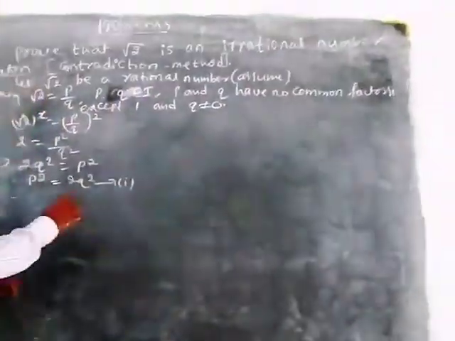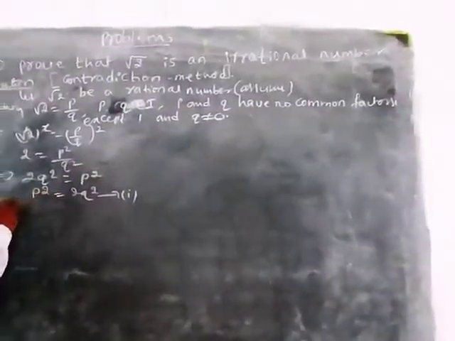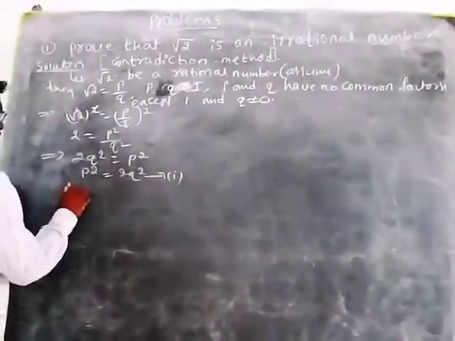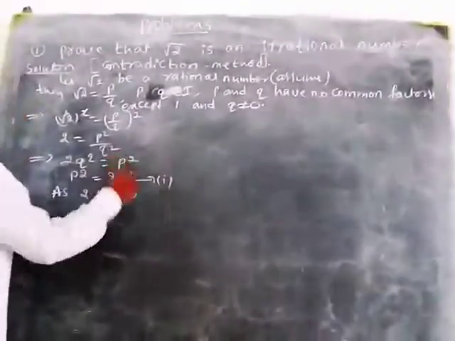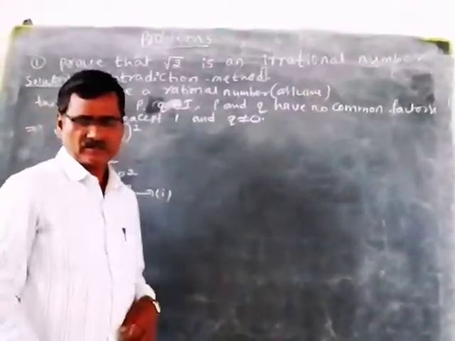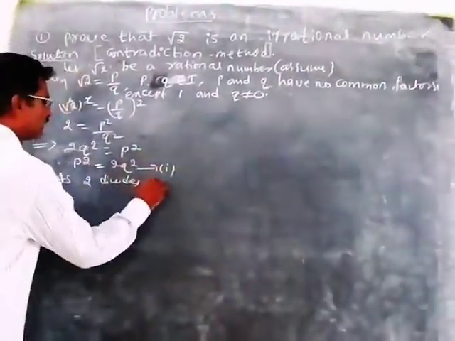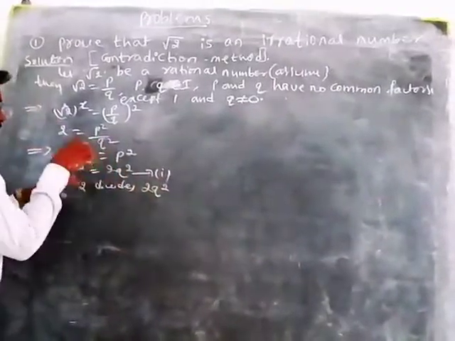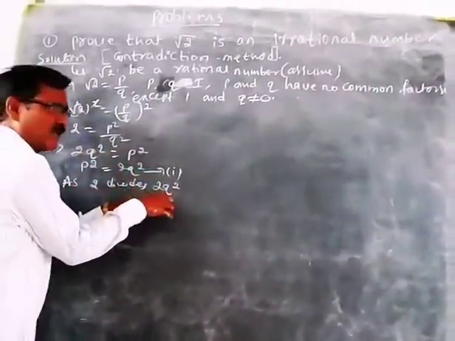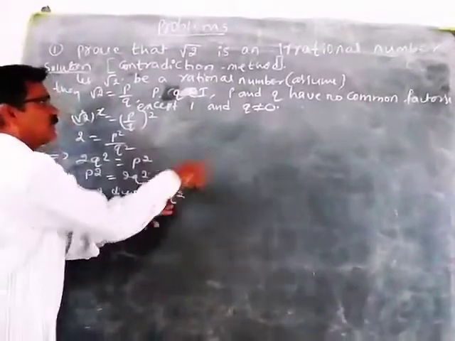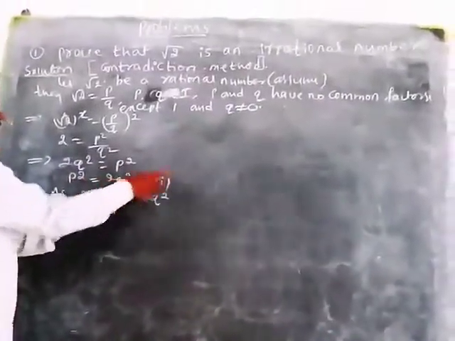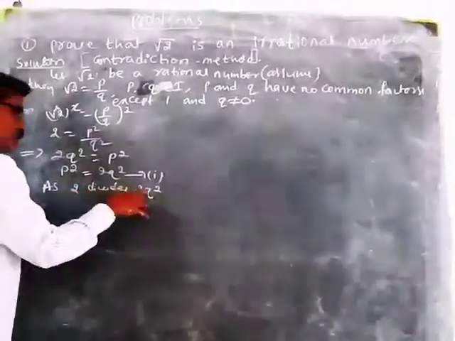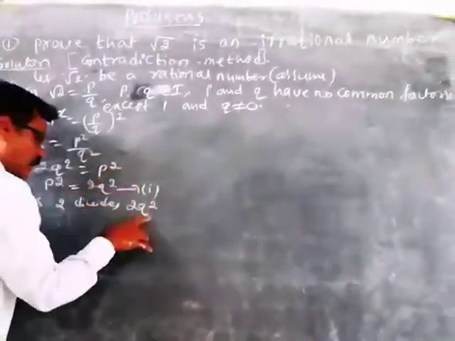Now as 2 divides P square, 2 divides 2Q square, that means 2 is a factor of 2Q square. Q can be given any value, for example, except 0: 1, 2. Q is equal to 1 means 1 square is 1, 2 ones are 2. Like that, go on giving the numbers. It means 2 divides 2Q square, 2 is a factor of 2Q square.